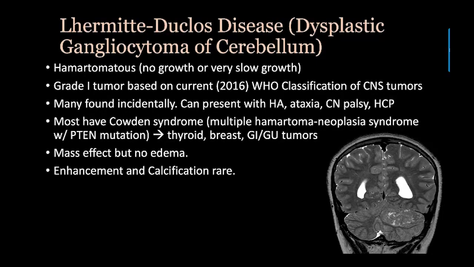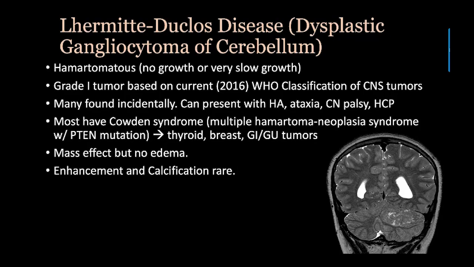These are classic imaging features of Lhermitte-Duclos disease. Another name for it, which is probably more scientific, is dysplastic gangliocytoma of the cerebellum, a hamartomatous lesion. Therefore, it does not show growth, or the growth that it shows over time is very, very slow. Having said that, in WHO 2016 classification, Lhermitte-Duclos or dysplastic gangliocytoma is considered a grade 1 tumor, and we should keep that in mind. Many of Lhermitte-Duclos are found incidentally.